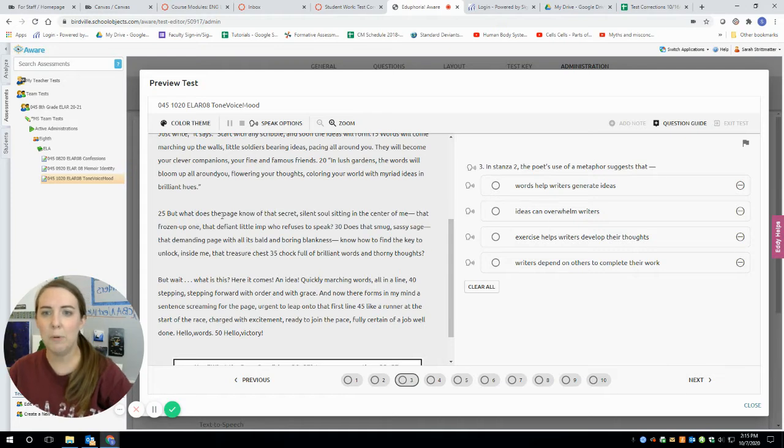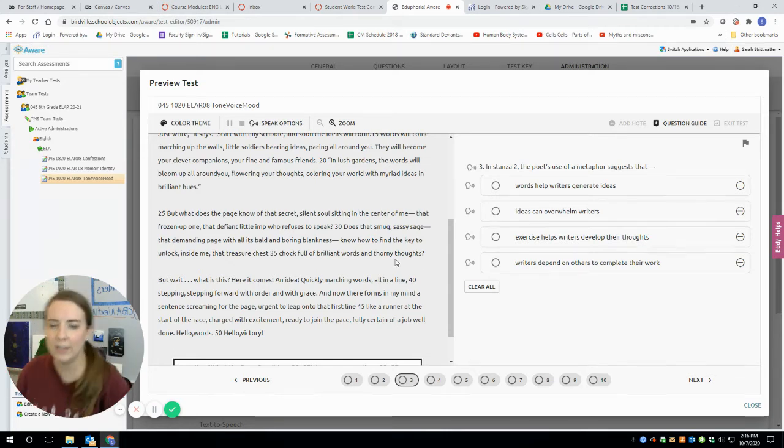But what does the page know of that secret, silent soul sitting in the center of me? That frozen up one, that defiant little imp who refuses to speak, does that smug, sassy sage, that demanding page, with all its bald and boring blankness, know how to find the key to unlock inside me that treasure chest, chock full of brilliant words and thorny thoughts?